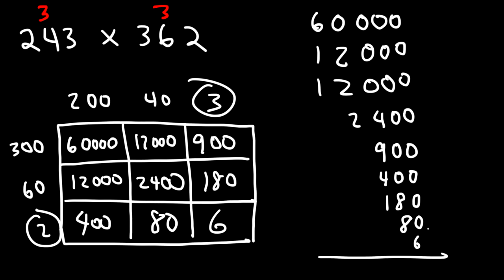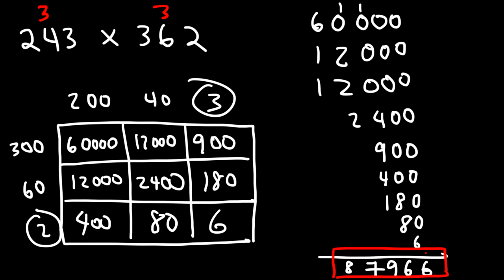So the first column of numbers is just going to be 6. And then 8 plus 8 is 16. Carry over the 1. Now we have, let's see, 1 plus 4 is 5. Plus 9. That's going to be 14. Plus 4, 18, plus 1, so that's 19. Carry over the 1, 2 plus 2 plus 2 is 6, plus 1, that's 7. And then 6 plus 1 plus 1 is 8. So our final answer is 87,966. So let's definitely check that with the calculator.